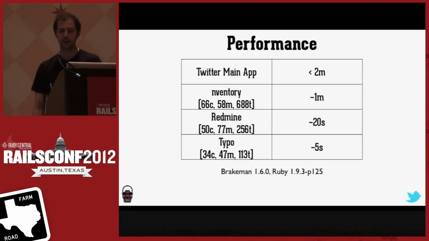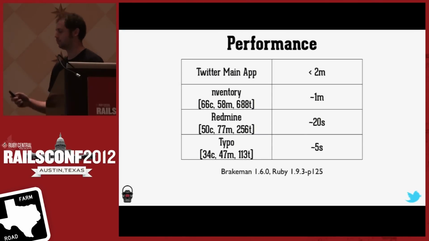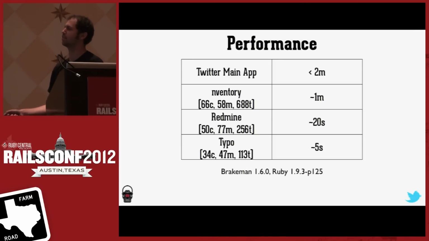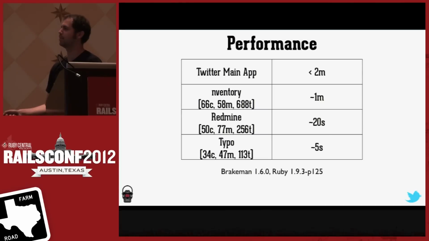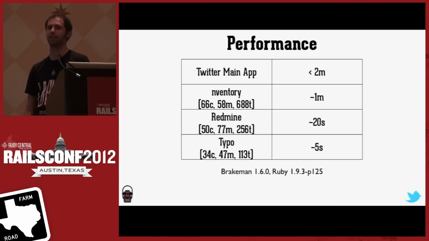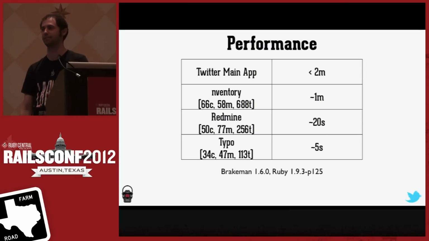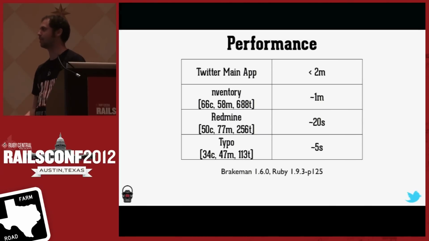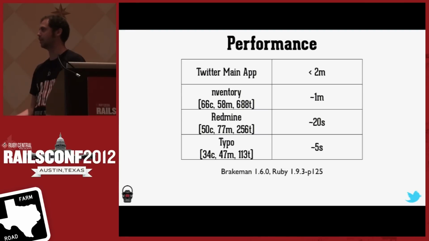So in terms of how fast this is, not that long ago, running on inventory here, which is 66 controllers, 58 models, 688 views and partials, that used to take like 20 minutes. And I used to do my test case, I'd be like, all right, it can't go over 20 minutes for inventory because no one will use this tool. But now it runs in about a minute, so that's pretty good.